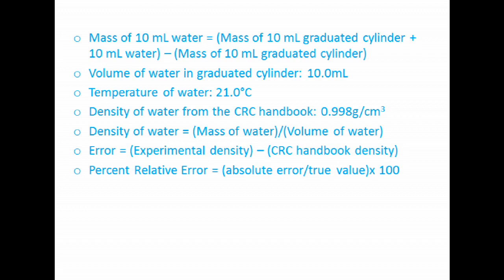The three lines you will need to calculate are the density, error, and percent relative error. Density of water is mass of water divided by volume of water, which you should have recorded already. Error is calculated by using the experimental density, which is the density you calculated, and subtracting the CRC handbook density. Percent relative error is calculated by using your absolute error divided by true value, which is the CRC handbook data, and then multiplying it by 100.